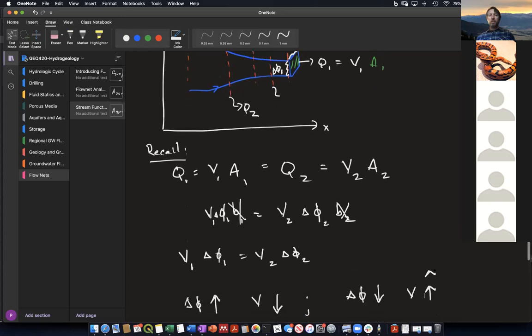So we can look at these flow nets and start to conceptualize: oh, the flow paths are getting closer together here, so I know my groundwater velocity must be increasing at this point. Oh, my flow paths are diverging, so groundwater velocity must be decreasing here if we have a homogeneous media.